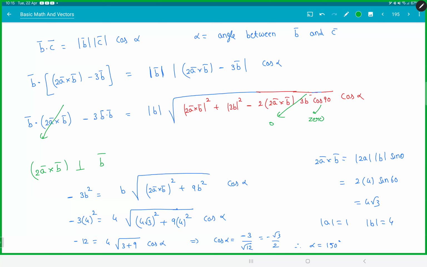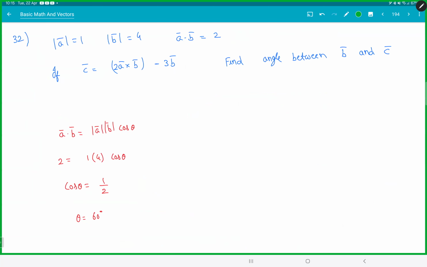Check your steps. Arya, bolo na. Sir, you have given 2 A bar cross B bar, right? 2 into A given, cross B bar. This one, no, in the given. Oh, sorry, I missed it. I took the wrong given. I took A cross B instead of A dot B.